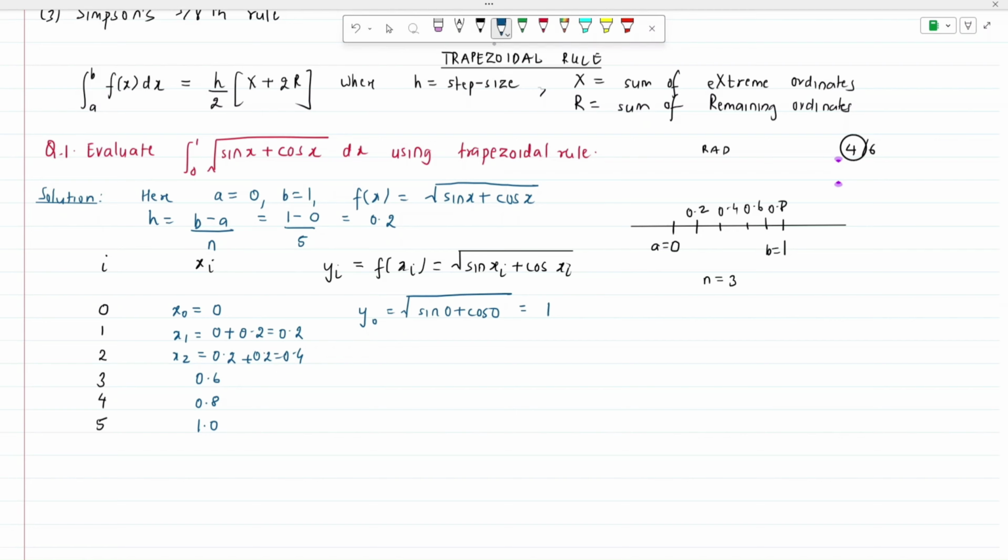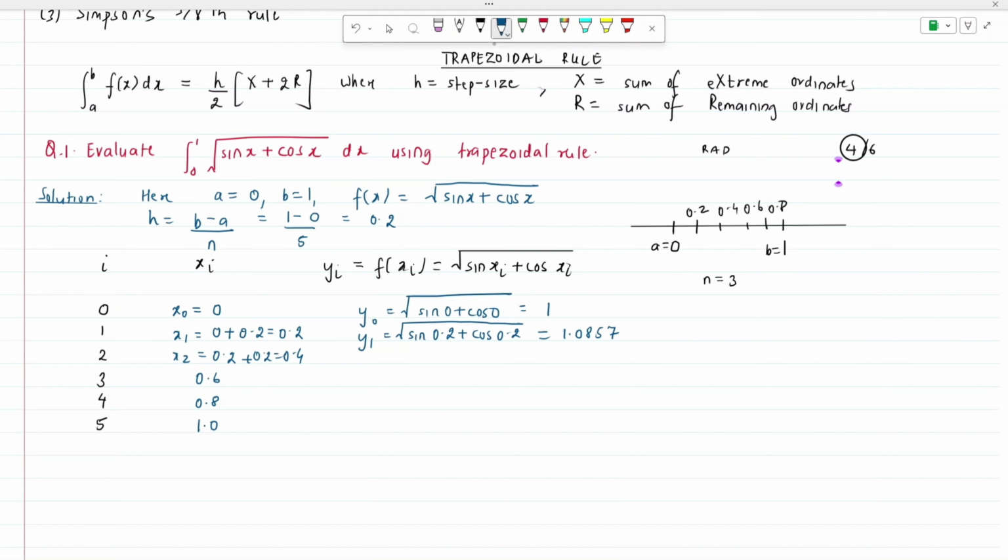Now I'll not go around and do all the yi calculations. I'll just show you one more, for y1. So y1 is going to be sine of 0.2 radians plus cosine of 0.2 radians. Again you can feed this on the calculator, and the value you should be getting is 1.0857. I'm using a scientific calculator, which is the 991 ES plus.